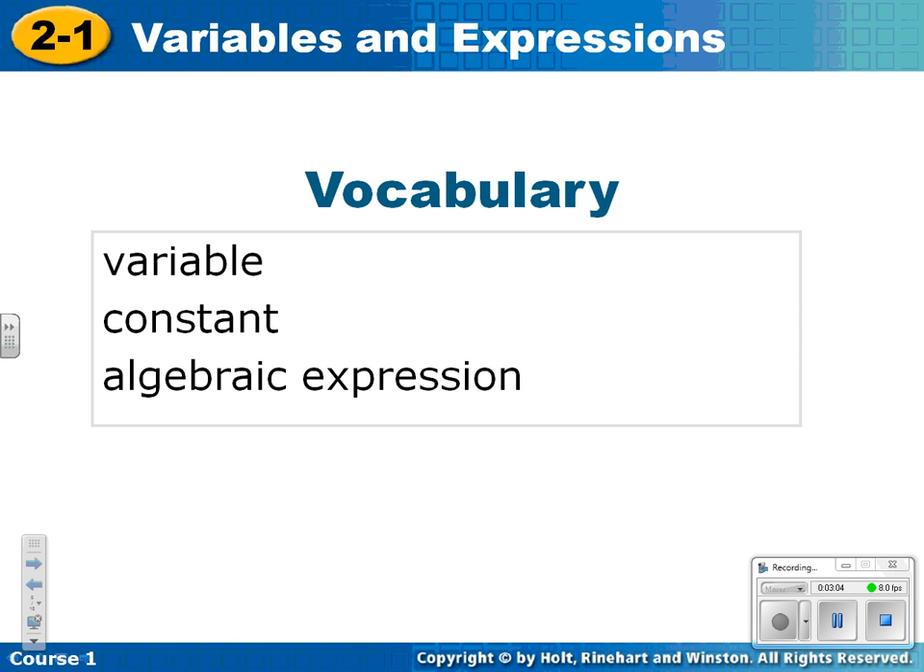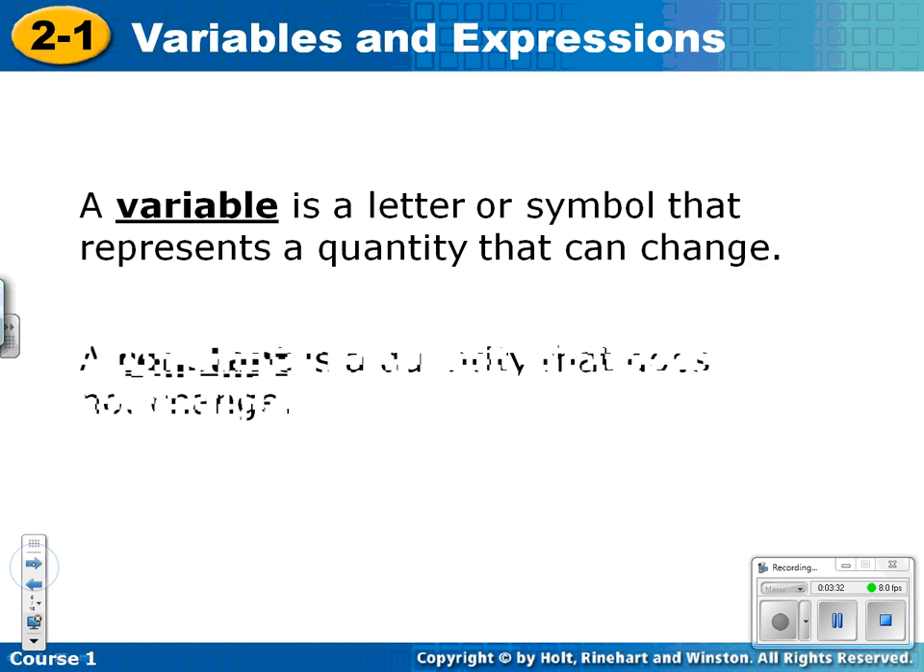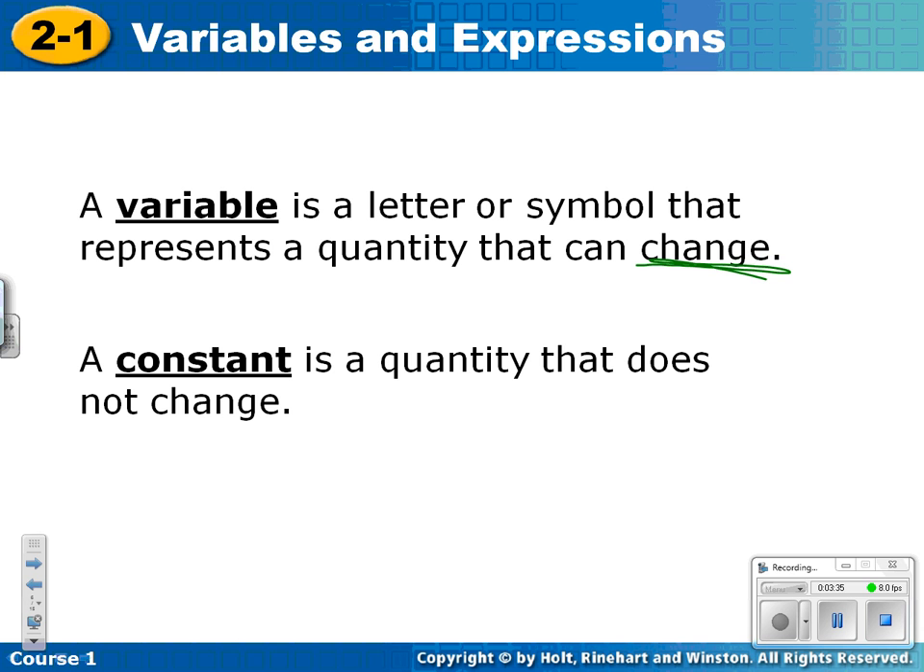Numerical expressions are number sentences with numbers and symbols. Well, algebraic expression means it's got numbers, symbols, and letters. So a variable is a letter or symbol that represents a quantity that can change. Notice, variable and change. These two words go together, variable and change. Constant is a quantity that does not change. So constant and not change always go together.